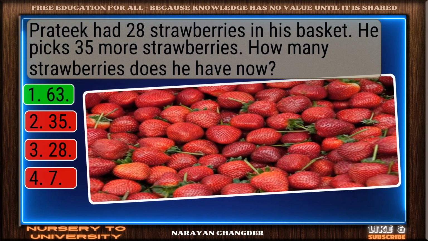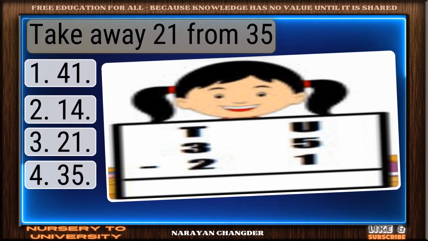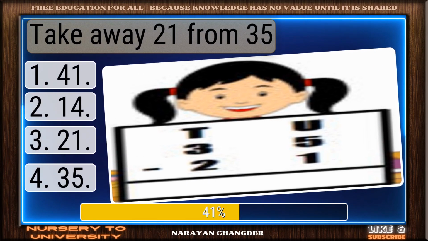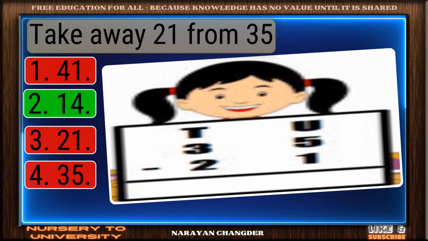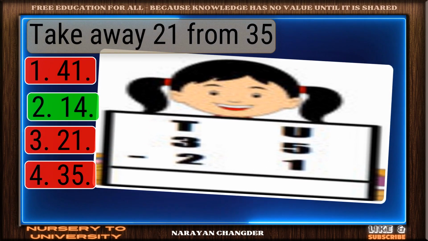Nice work. You chose 63 and it is correct. Take away 21 from 35. Right choice. 14 is the best answer.